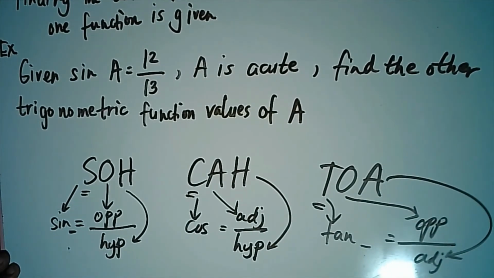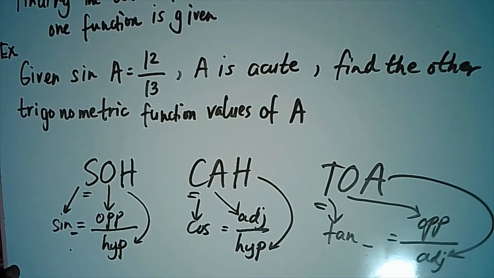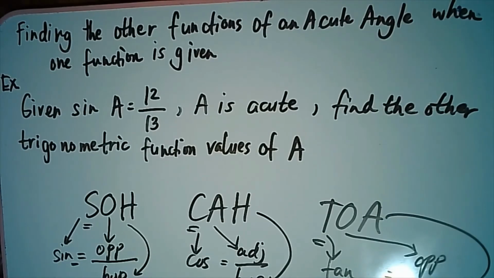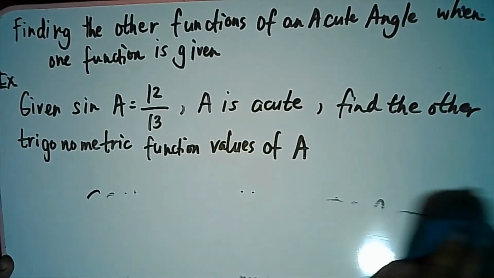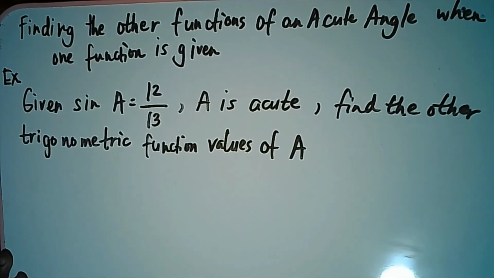So we use SOHCAHTOA to remember the trigonometric functions of any given angle of a right triangle. So now let's proceed with finding other functions of an acute angle when one function is given. So let's look at our example. Given sine A is equal to 12 over 13, A is acute. Find the other trigonometric function values of A. So we can draw the triangle.